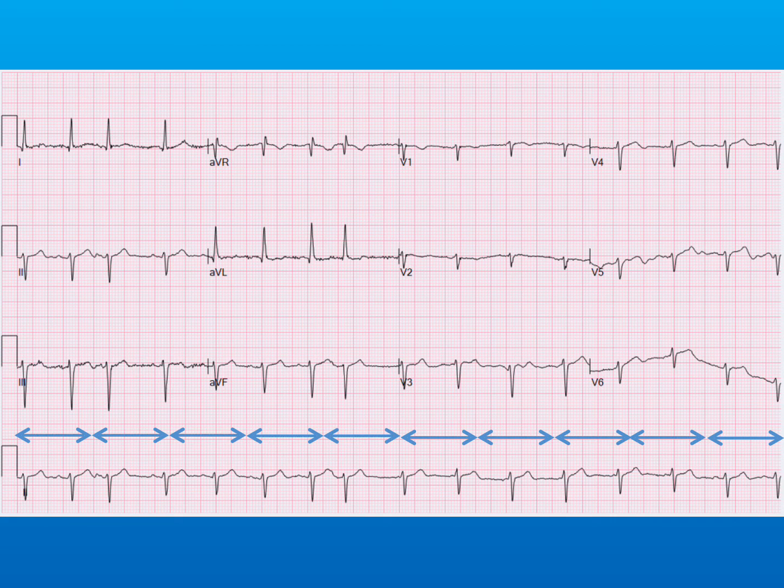Now, in a minute, there are 6 times 10 seconds. And so if we know how many QRSs are in 10 seconds, we can times it by 6 and we get the rate. So in this case, we count and we have 16 QRS complexes. 16 times 6 is 96, so 96 beats per minute. So we have our rate.